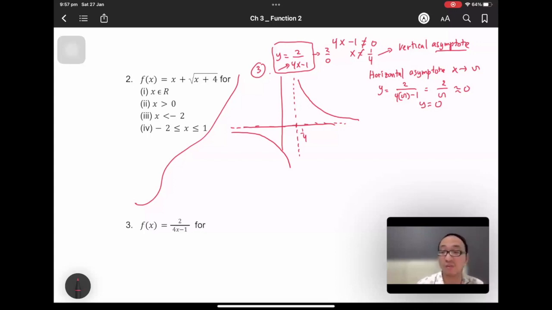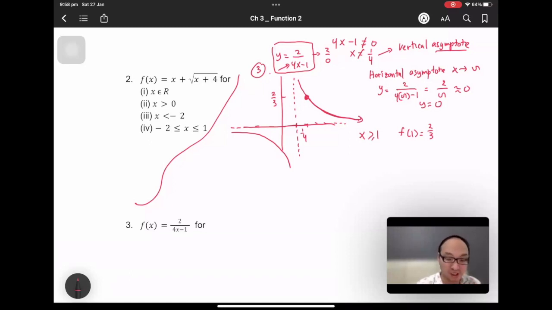Now, from here we have the one-to-one function. So for the domain, if I have a domain of x greater than or equal to 1, inclusive, I can just find the value of f(1). So f(1) is 2 over 4 minus 1, so it's 2 over 3. So I have 1 here, and this is 2 over 3.